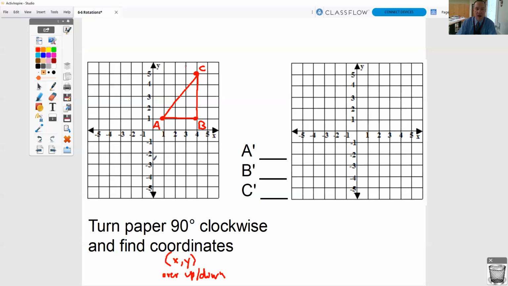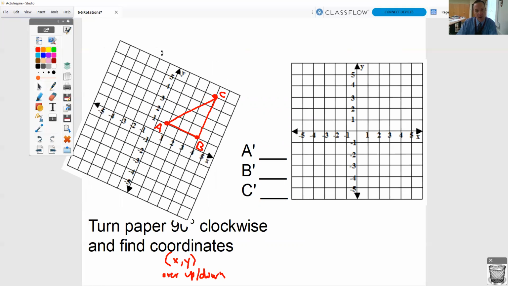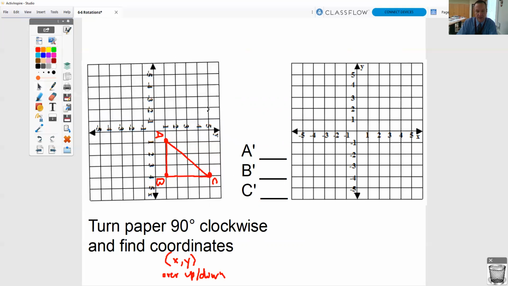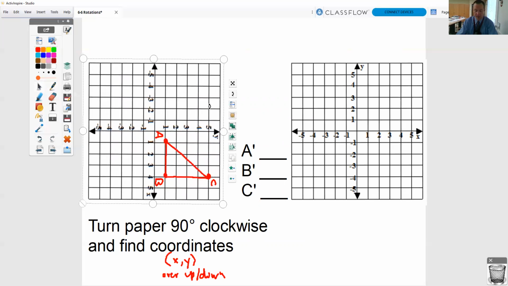So when we take a look at our original picture here, I want to turn my paper 90 degrees clockwise. So I'm going to take this and turn it 90 degrees clockwise. Turn, turn, turn. I'm turning like the hands of a clock, going from 1 o'clock to 2 o'clock to 3 o'clock. So my paper ends up like this. And I would strongly suggest actually turning your paper like that. All right, so you're going to turn it 90 degrees clockwise.